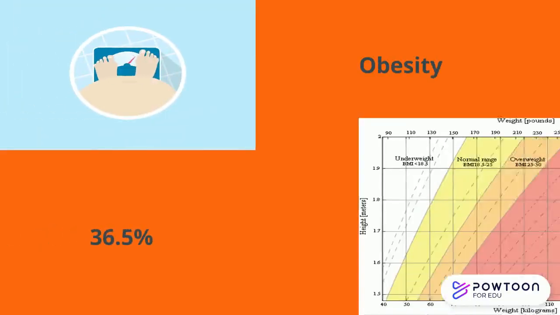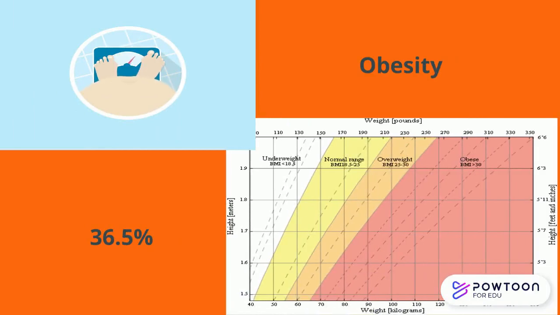Obesity is one of the biggest risk factors that is associated with cardiovascular disease. Obesity is calculated by using a person's body mass index. If an individual has a body mass index of greater than 30, then they are considered to be obese.